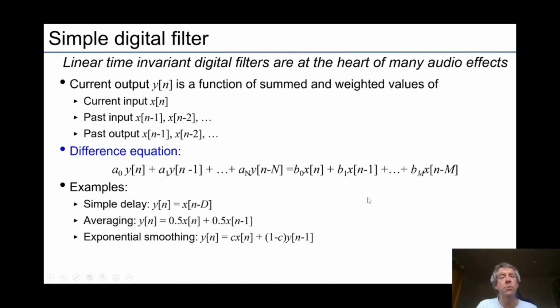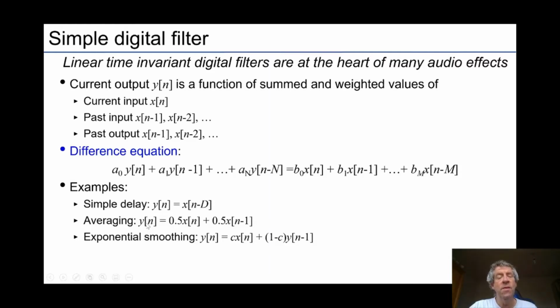So a few examples of different filters that have this form. If we just delay a signal by some number of samples, capital D for the delay, then that output y of n is equal to this delayed version of the input. So we're really only keeping one term over here, one past input value. If we just average a value and the previous value, then that's also dependent only on the current and past input. We have two values averaged together from the input forming the output.